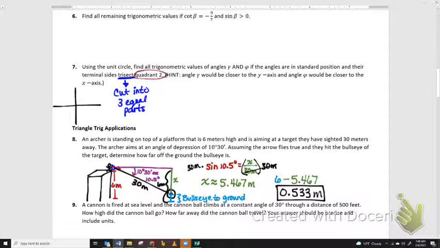And we're looking in quad 2. So here's quad 2. I'm going to cut this into 3 equal parts. It says hint, angle gamma is going to be closer to the y-axis. So here's gamma. And angle phi is closer to the x-axis. So here's phi. I think I'm going to use a lighter blue for phi just so that I have something to keep them a little bit separated.